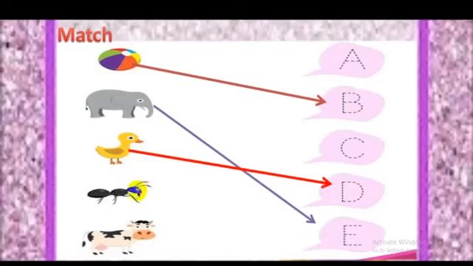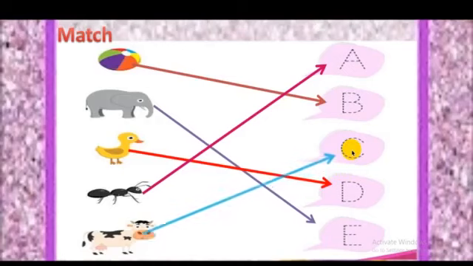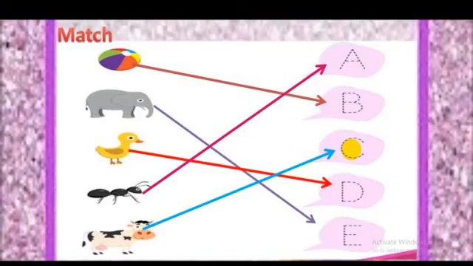And here we have ant. Ant starts by letter A. A for apple and airplane. Okay? And here we have cow. Cow starts by letter C. C for cow, car, cake, carrot. Even though it is letter C, هو حرف C. Your name is C, but your sound is K. K. Good job.